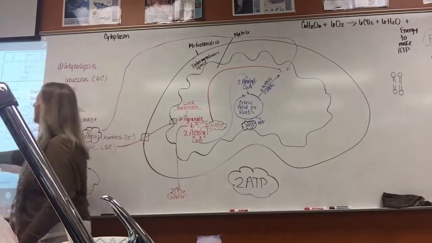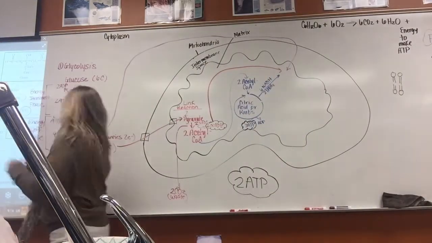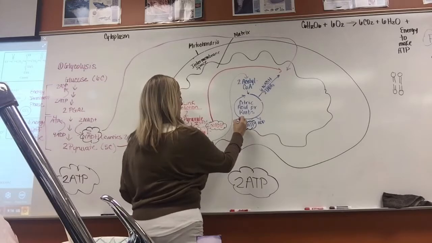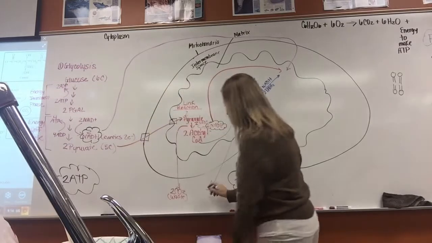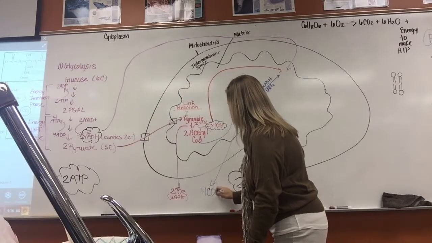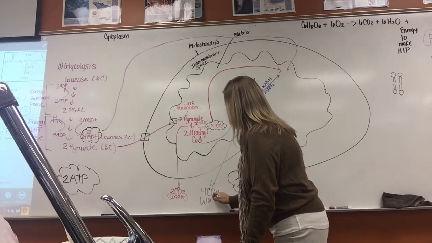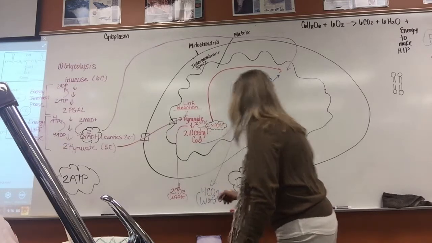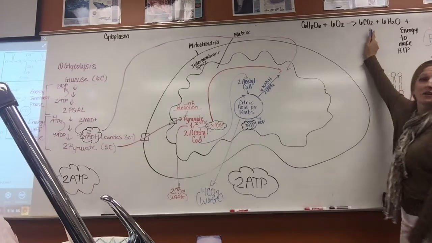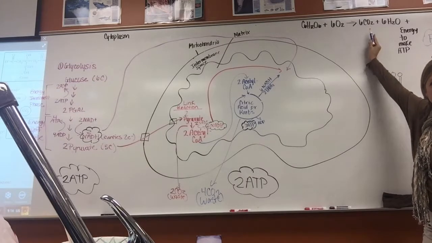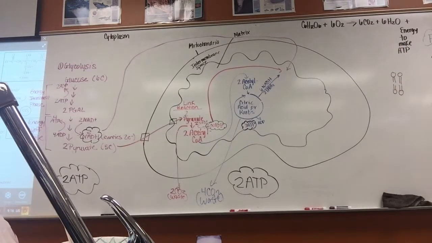There's 2 here, but then it happens twice, so you get a 4. So I'm going to go ahead and draw over here by these 2 CO2s. We get 4 CO2s that are a waste product. And lo and behold, here's our 6 CO2 coming out. All right, so those carbons used to be part of glucose, but now they're a part of CO2.